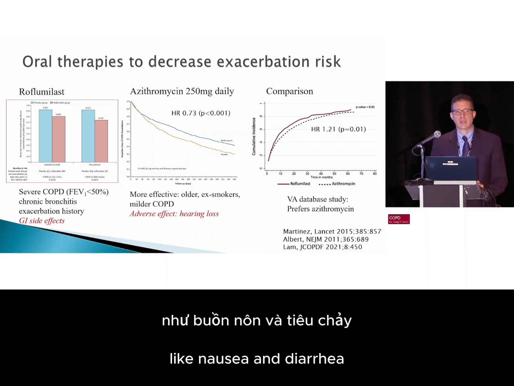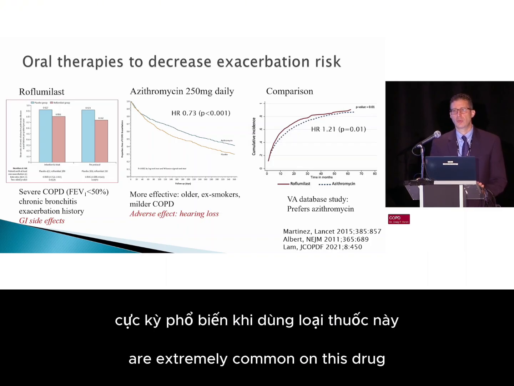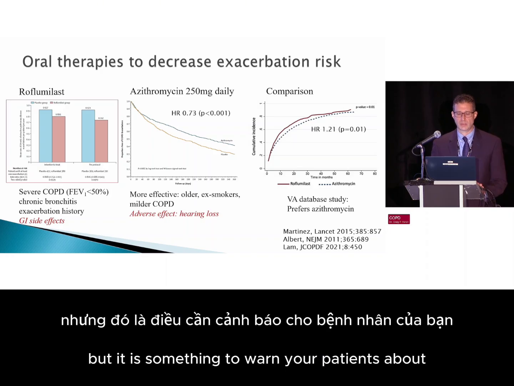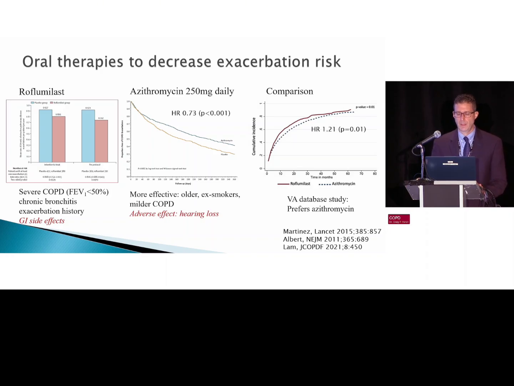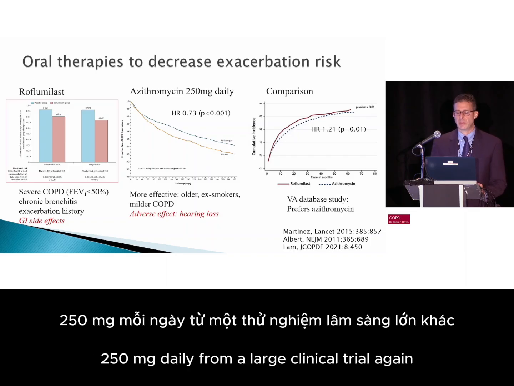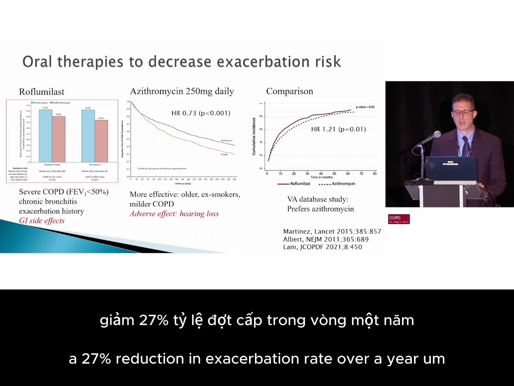GI side effects like nausea and diarrhea are extremely common on this drug, and people often get used to them, but it is something to warn your patients about. In the middle, you see data about using azithromycin, 250 milligrams daily from a large clinical trial. Again, a 27% reduction in exacerbation rate over a year.